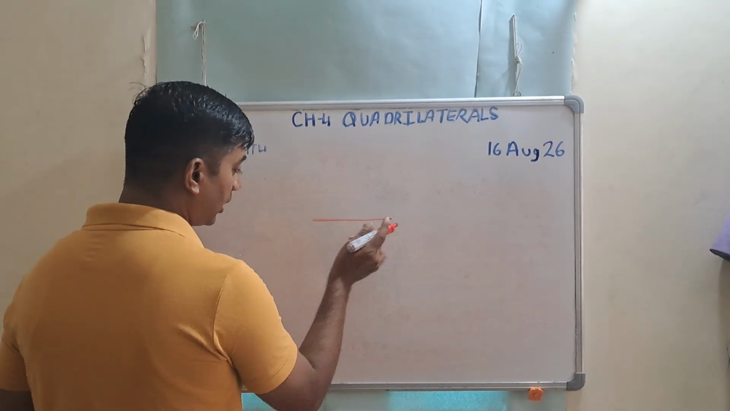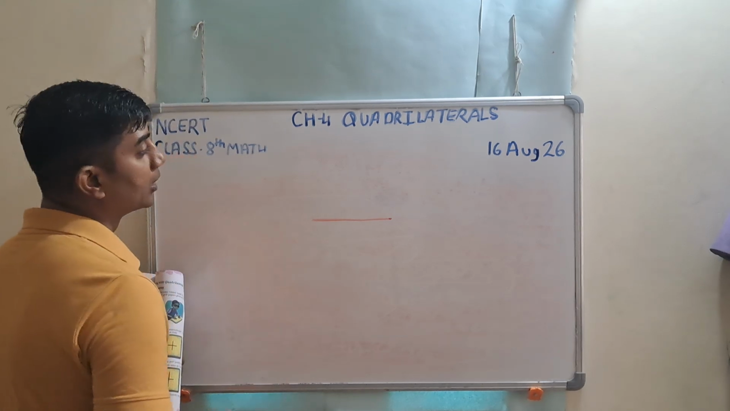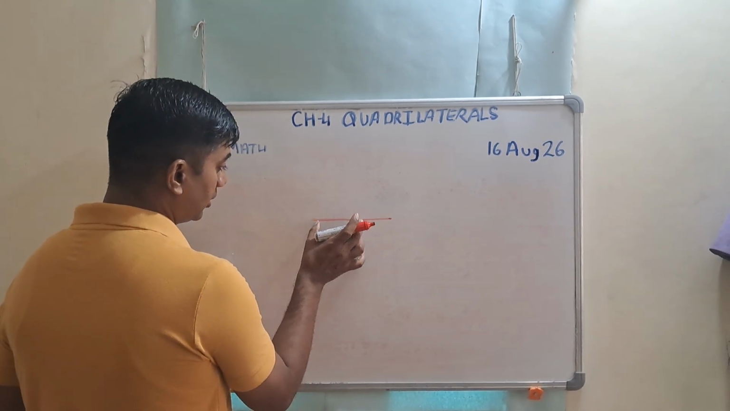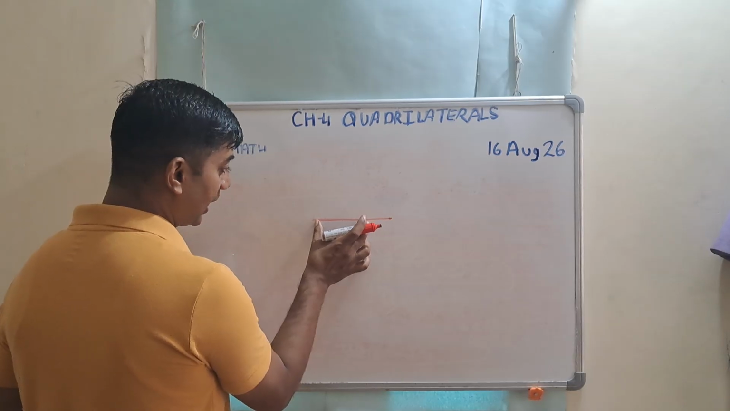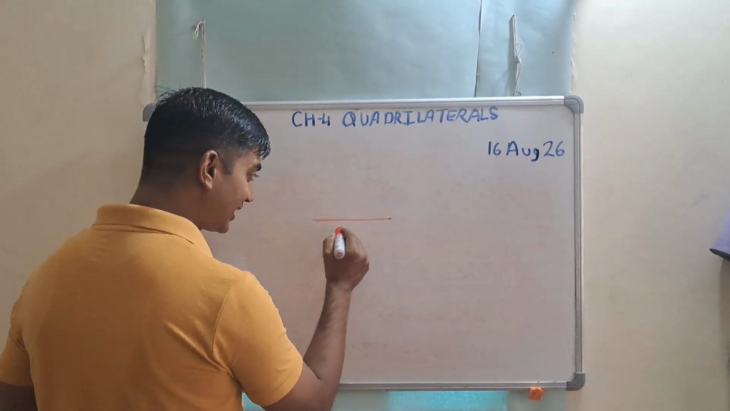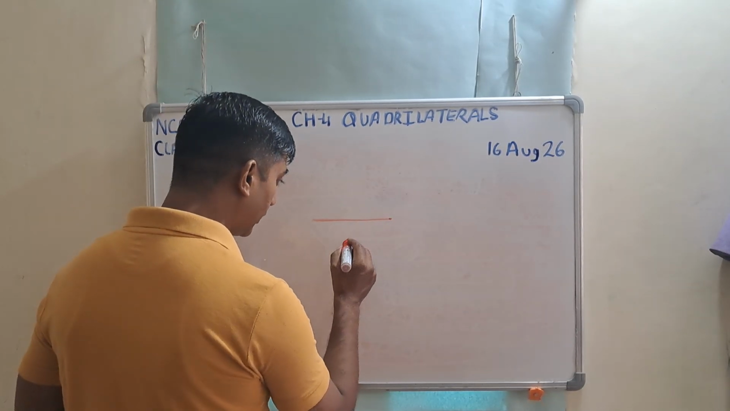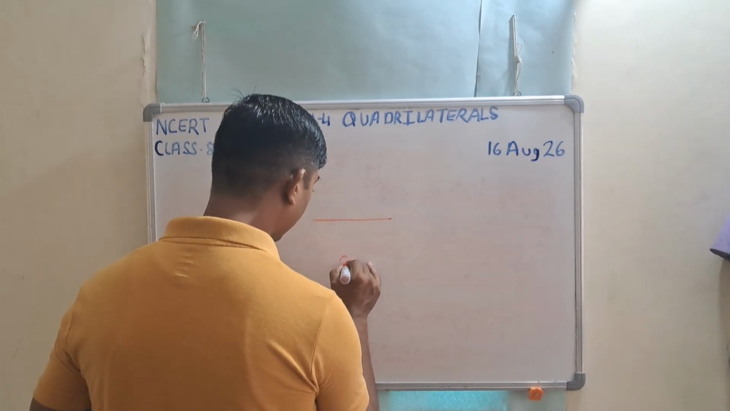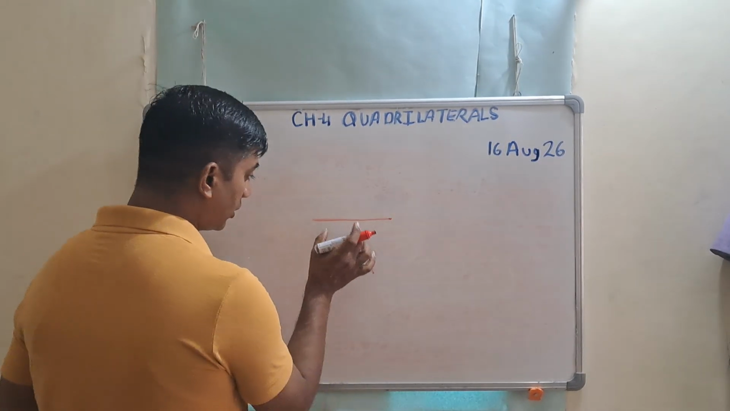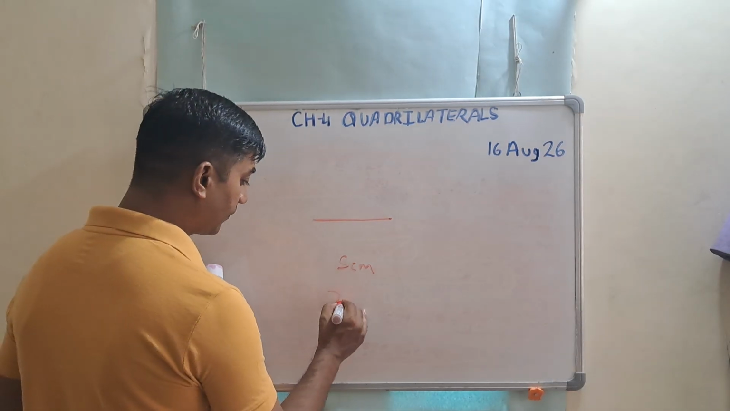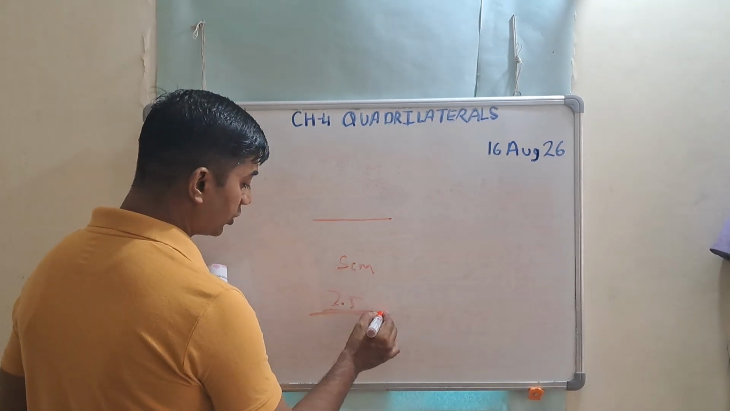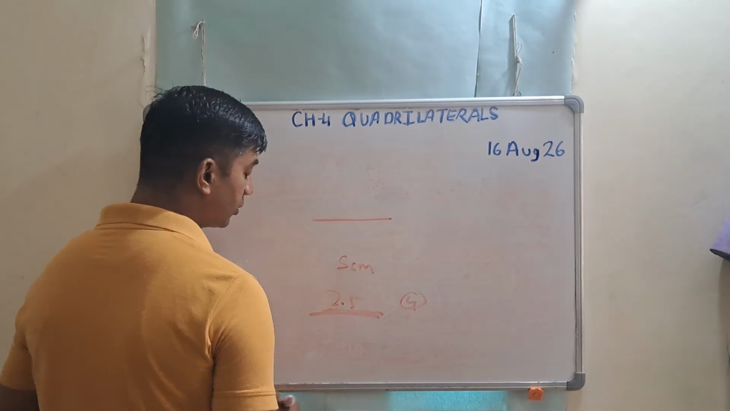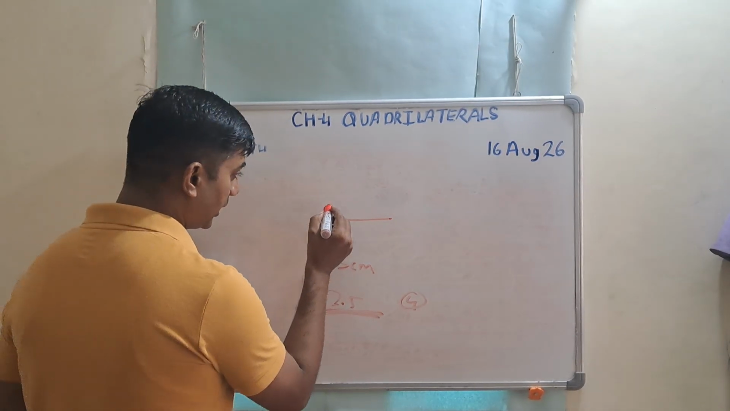To bisect a line using the compass, you will take a radius more than half of this length. Since this length is 5 centimeter, half is 2.5. When you take a radius more than 2.5, take it as 4. Understood? And make an arc.